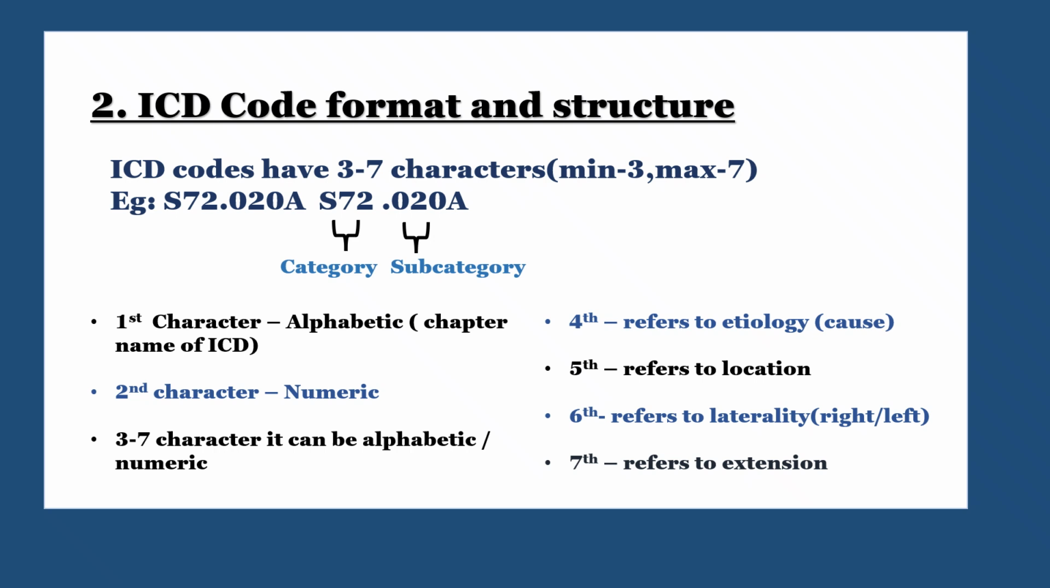The fourth character refers to etiology or cause. The fifth character refers to location. The sixth character refers to laterality, right or left. For example, right knee, right leg, right eye, right ear. And the seventh character refers to extension.